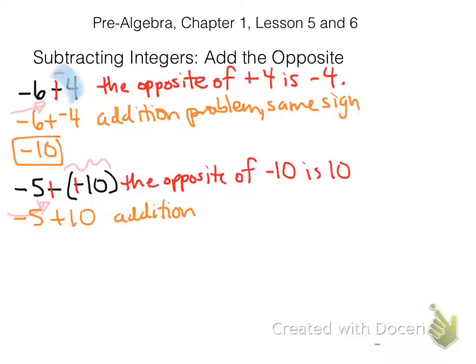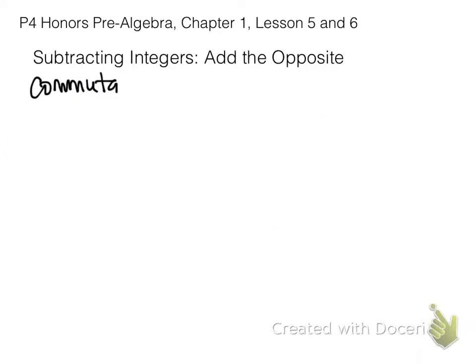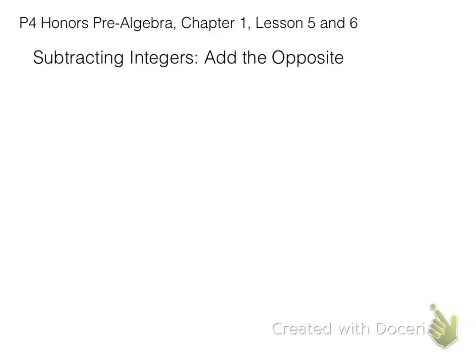Now it's an addition problem, and the signs are different. So I'm going to go ahead and subtract. So now that I've subtracted, I've got 10 minus 5, which is 5. And since the 10 is furthest from 0, it's going to donate its sign. Let me see if I can pull this over. Furthest from 0 donates its sign. A little too far. There we go. Oh, well, you get the idea.